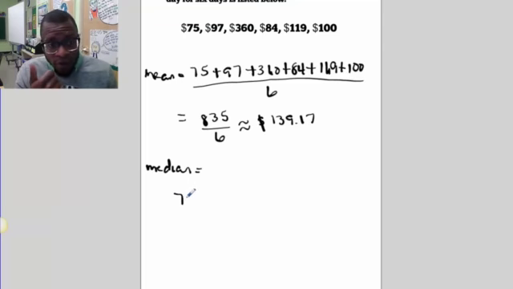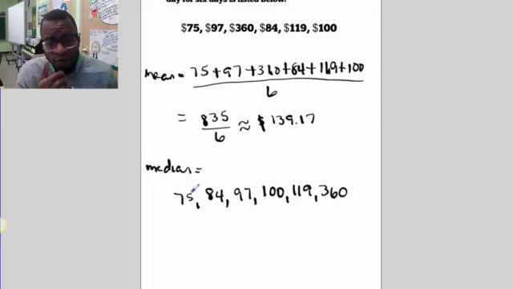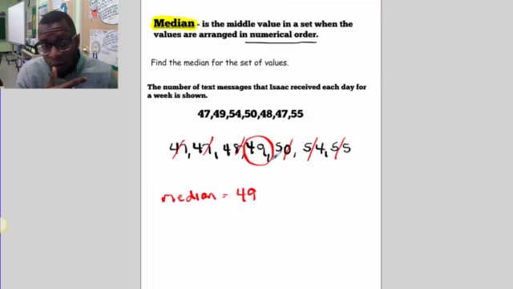So we have 75, 84, 97, 100, 119, and 360. Okay, and again, I'm going to chop off one number from each end. So 75 and 360, 84 and 119. And notice now with this set of data that we have two numbers left over, as before in our previous set of data, we only had one number.